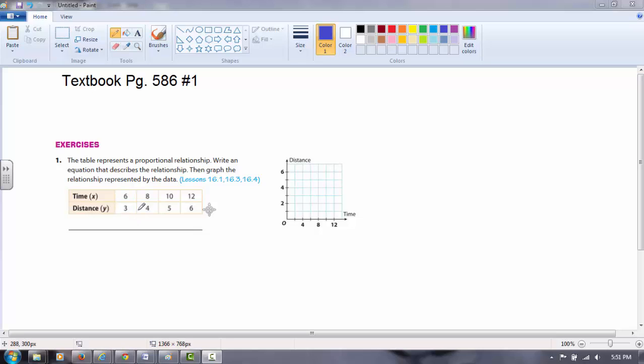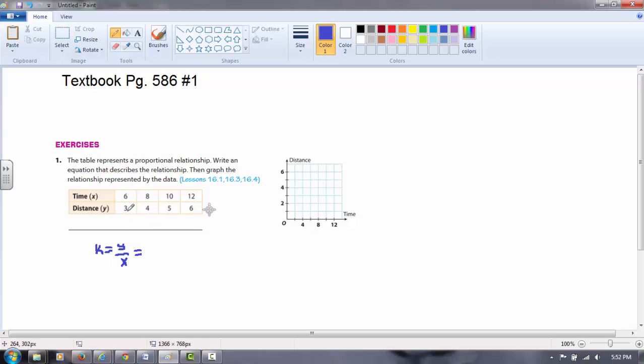Okay, so first thing is I'm going to figure out what the proportional relationship is. We can go back to when we found our constant of proportionality. If you recall what that is, that's when our k is equal to our y over our x.